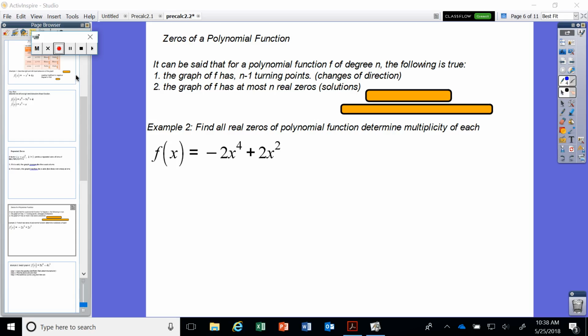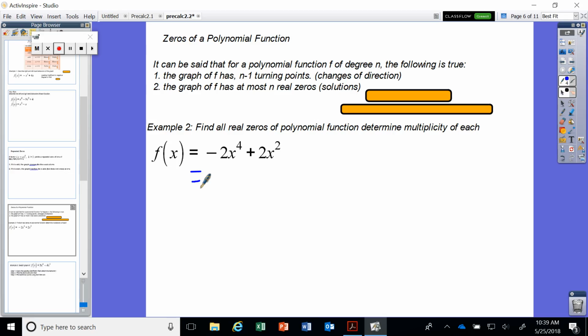Sorry guys, my microphone fell off, but let's dive right back in. Find all the real zeros of the polynomial function and determine the multiplicity of each. So let's take a look here. If we're solving for the zeros, the number one thing is we want to find out what the factors are. So these factors are equal to 0 itself.